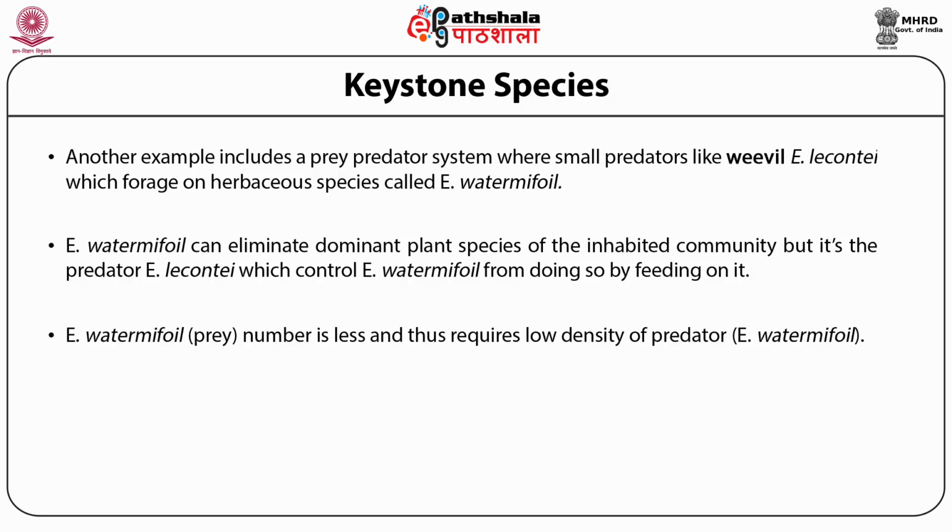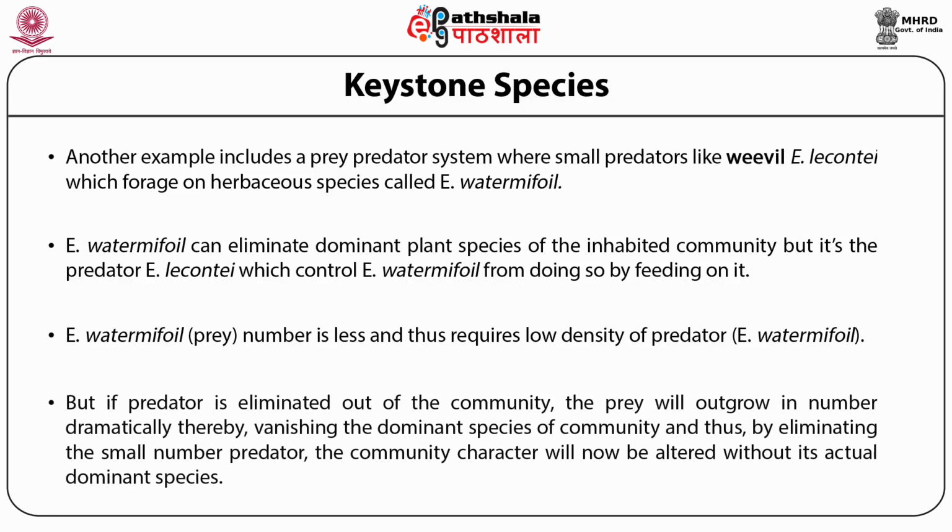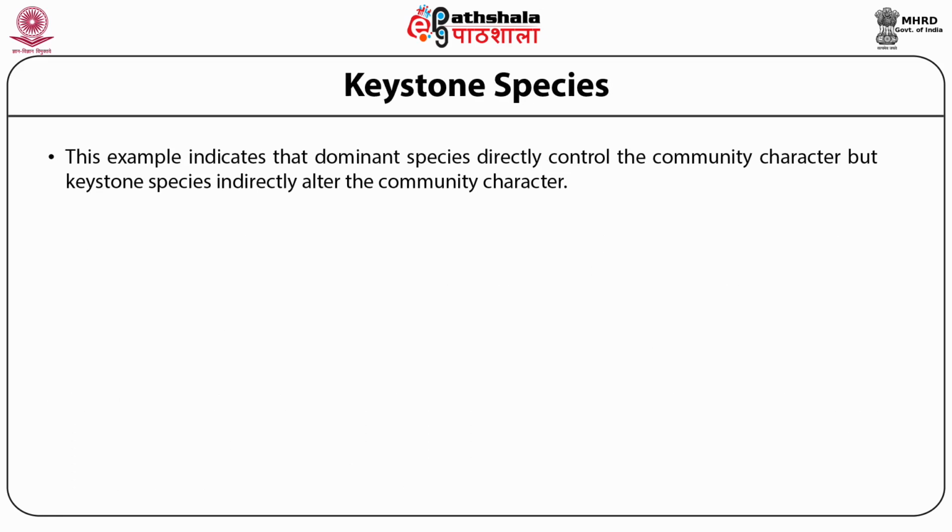E. watermilfoil prey number is less, thus requiring a low density of predator E. lecotini. But if the predator is eliminated from the community, the prey will outgrow in number dramatically, thereby vanishing the dominant species of the community. Thus, by eliminating the small number of predators, the community character will be altered without its actual dominant species. This example indicates that dominant species directly control the community character, but keystone species indirectly alter the community character.